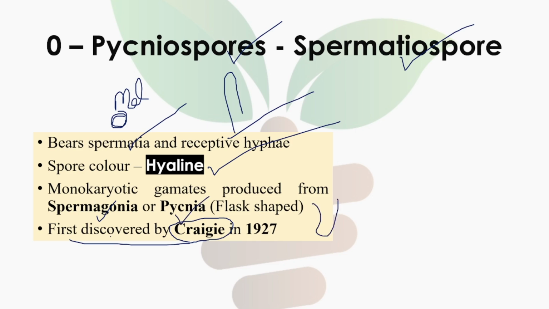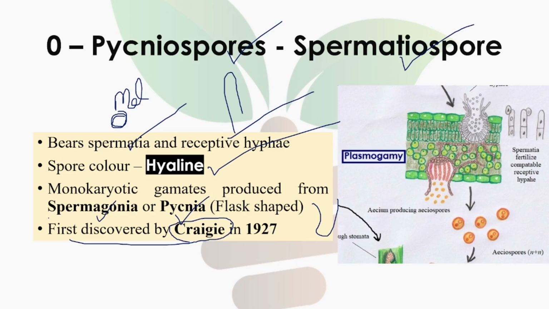The first person who discovered the main function of this pycnia is Craig in 1927. It is a very important one, and this question was asked 3 to 4 times: who reported the function of pycnia of rust fungi? Craig, 1927. That's why I symbolically represented it with a white color, because pycnia are a little different, but generally without coloring I have represented it as hyaline. If you take a look at the symbolic representation, Aciospores are slight yellow or light orange, since Aciospores are generally yellow, right? Anyway, the pycnial stage is hyaline in color, produced on the upper surface of the barberry, and this stage was first reported by Craig in 1927.